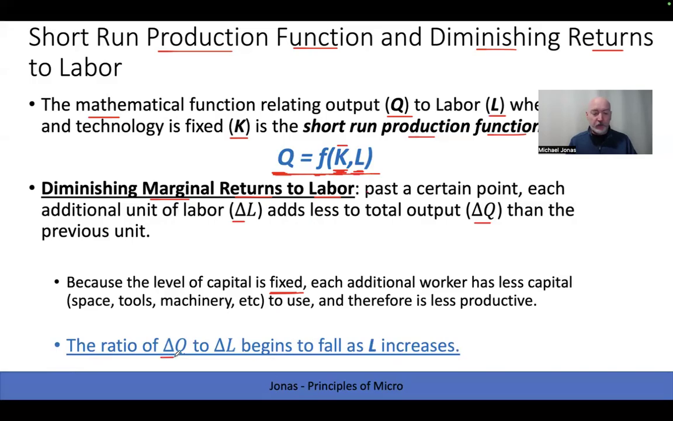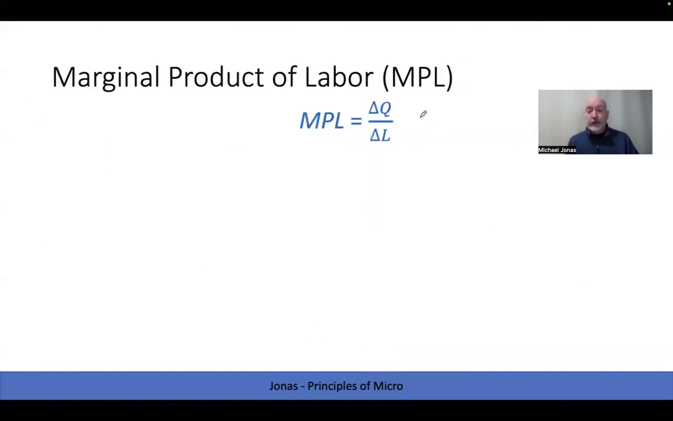So we'll see this ratio of extra output to extra worker decreasing as we put more and more workers into the process, as labor input increases. Which gives rise to this definition. That ratio of extra output per extra worker has a name. It's the marginal product of labor, right? Again, on the utility side, we focused on marginal utility. Here it's marginal product.